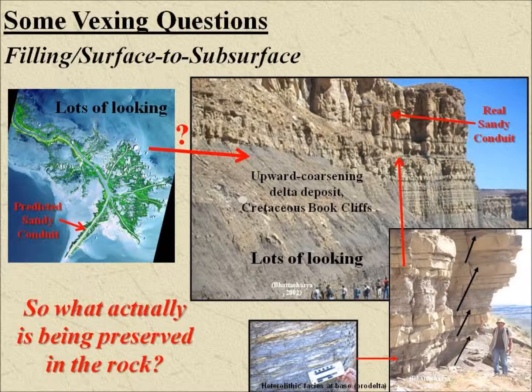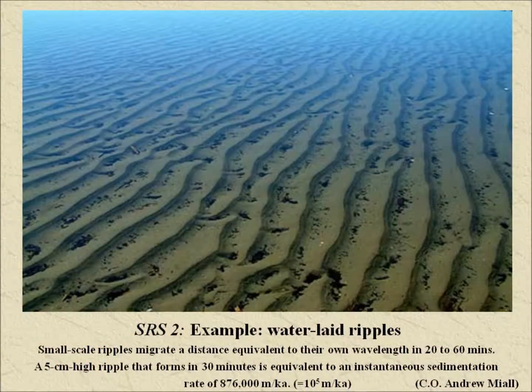So when we actually look at what we see in the rocks versus the nature and the geometries and the system that made it, we got a little bit of a mismatch and a lot of things in between we're trying to figure out. So what actually is being preserved in the rock is a fundamental question we're after. And to get at this and show you some of the issues with that, consider this.